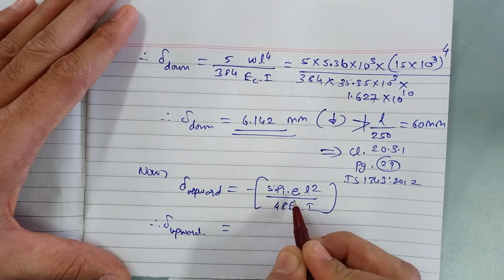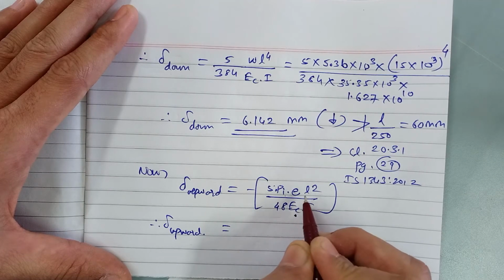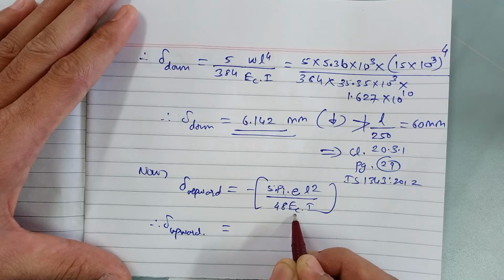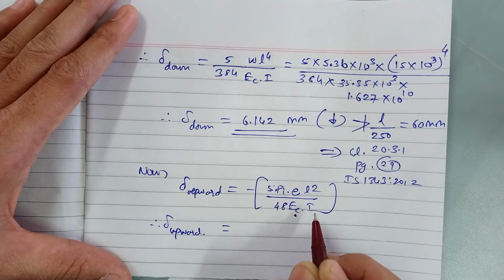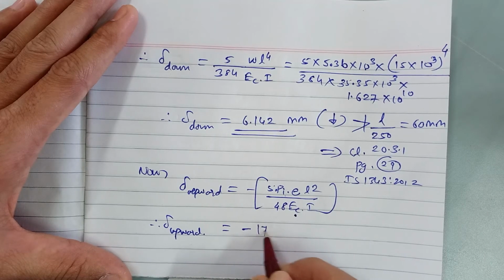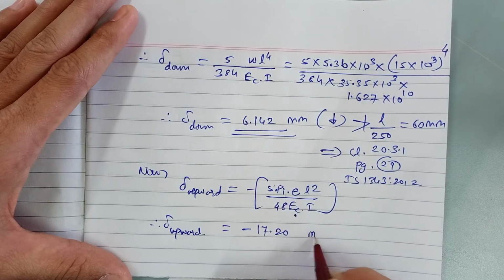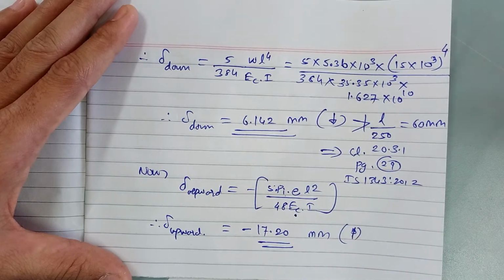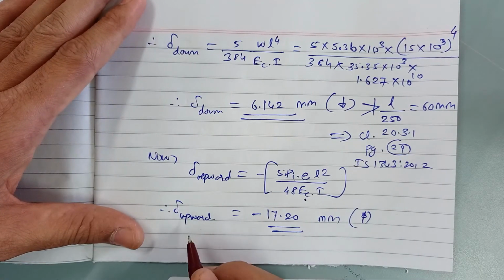Substituting all the values here, E is nothing but eccentricity, L is nothing but length of cable, EC is Young's modulus of concrete, and I is nothing but moment of inertia. Substitute all the values, you will get deflection value as minus 17.20 mm. Now this is nothing but upward deflection.